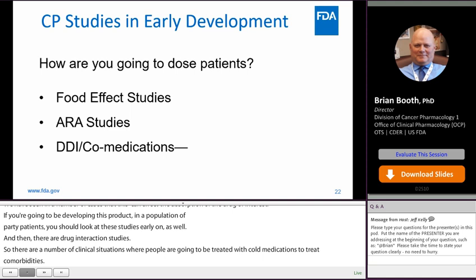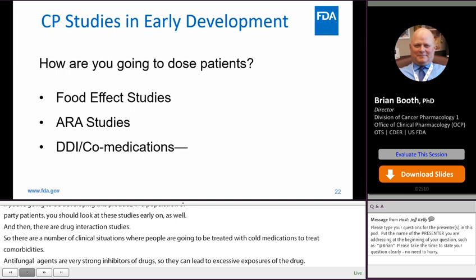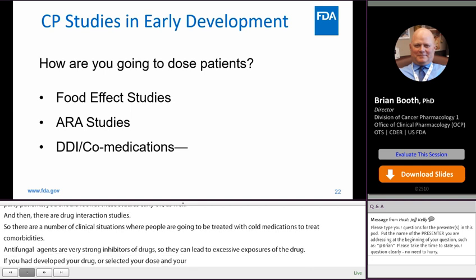And if you had developed your drug or selected your dose in your phase 1 trial without taking that into consideration, when you moved into patients, you might end up with a situation where they are experiencing drug exposures and toxicities that are much higher than anticipated. And so this is something that should also be considered early in development.